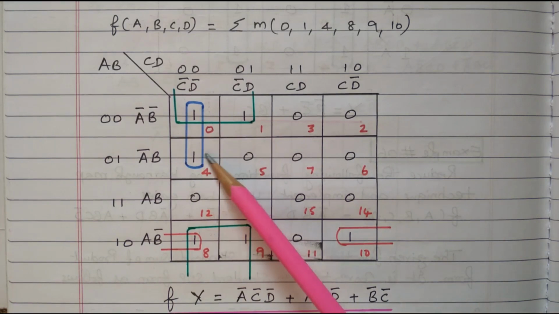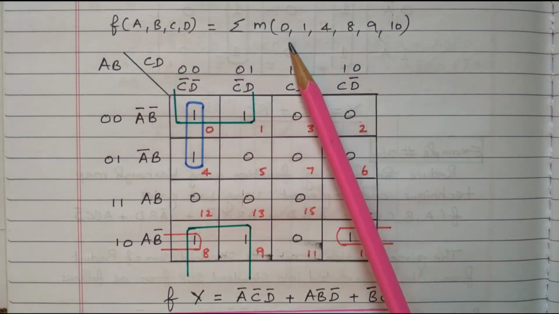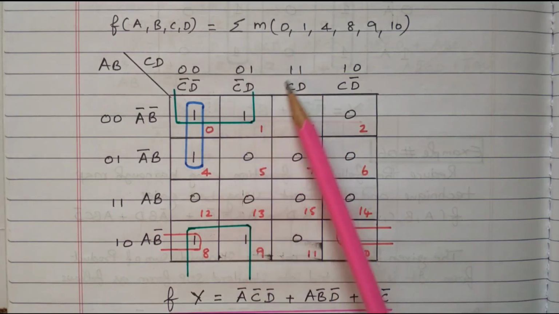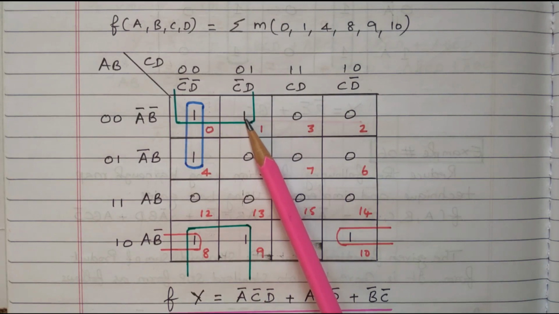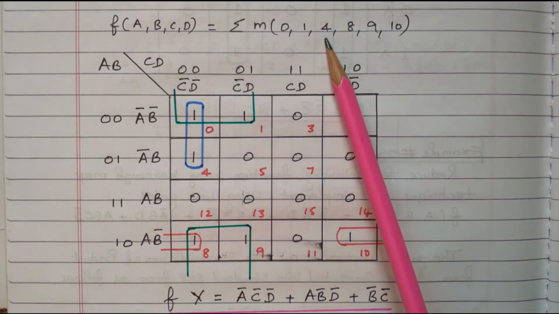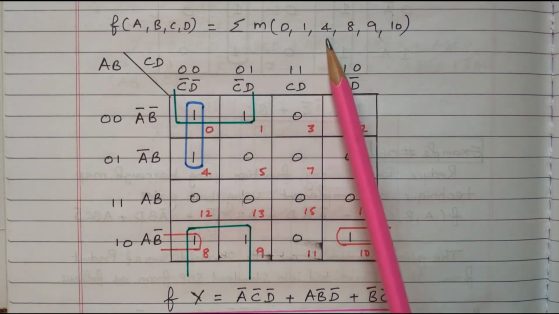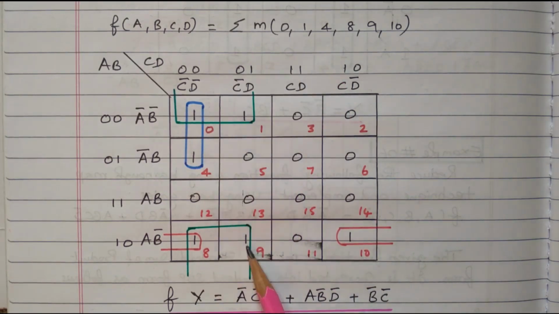So by using these minterms we can directly mark the K-map. The 0 is given, it is one of the minterms, so this 0 is marked as 1. This 1 is marked as 1. Then 4, 8, 9 and 10. So these 6 terms are given as minterms and are marked as 1. The remaining values are marked as zeros. Now we can go for combining the cells.